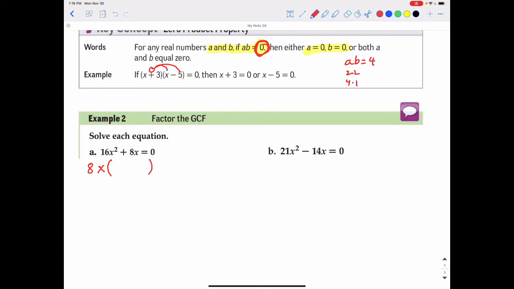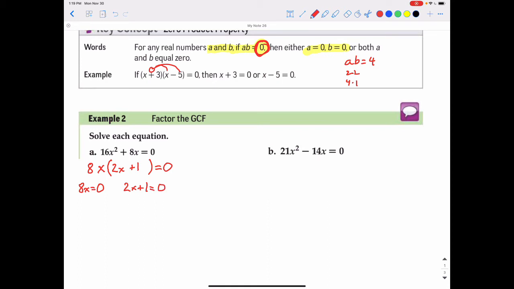And then 8x times what is 16x squared? Well, that would be 2x. And 8x times what is 8x? Well, that would just be a positive 1. So I factored 16x squared plus 8x into 8x times the quantity 2x plus 1. That's still going to be set equal to 0. And then to solve for x, we're going to set both parts of those equal to 0. So what we factored out, the 8x, will be set equal to 0. And the 2x plus 1 will be set equal to 0.